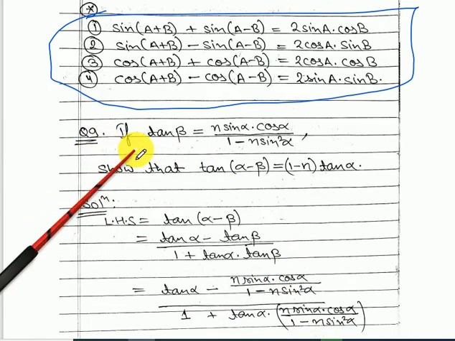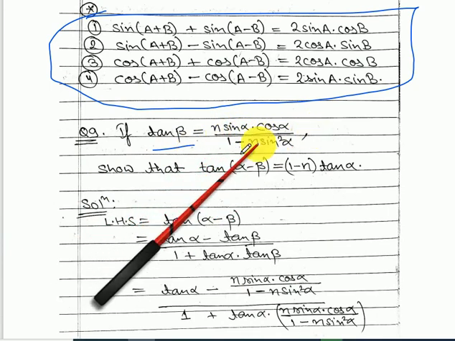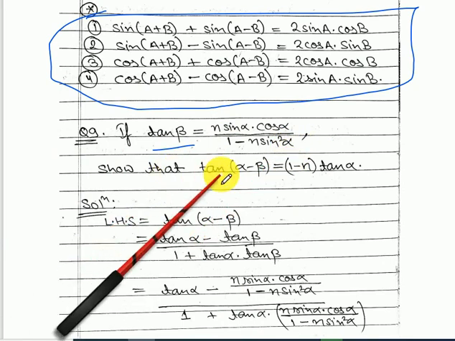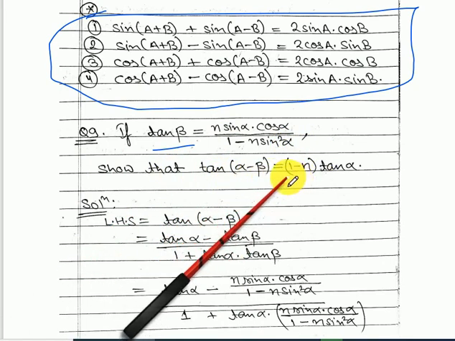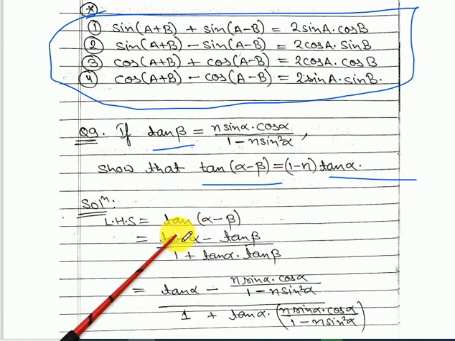Next is question number 9. If tan beta is equal to n times sine alpha into cos alpha upon 1 minus n sine square alpha, prove that tan (alpha minus beta) is equal to (1 minus n) into tan alpha. So we'll start with left hand side.